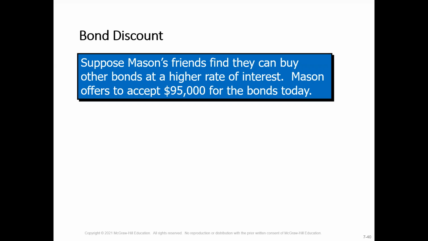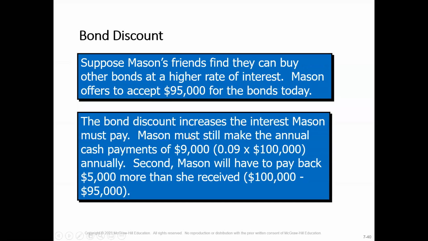And specifically, those would be bonds issued at what they call 95% of face value. So bond discount, it increases the interest that Mason ends up paying to the bond holders because the interest is based off of the interest rate times the actual face value of the bonds, which is $100,000.